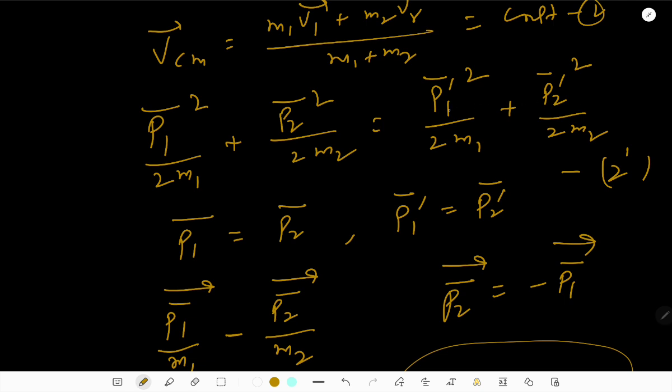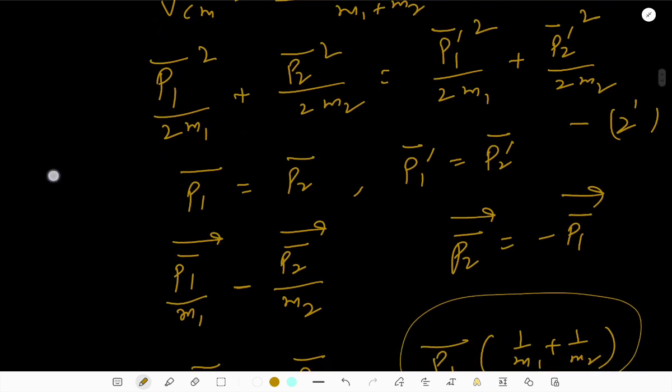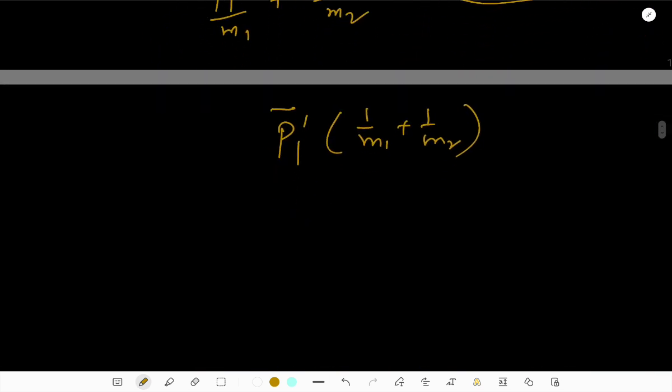If you write all the equations of the right hand side in terms of p1 dash bar and the left hand side in terms of p1 bar, you will get p1 bar equals p1 dash bar, and you can prove all the things in center of mass frame.